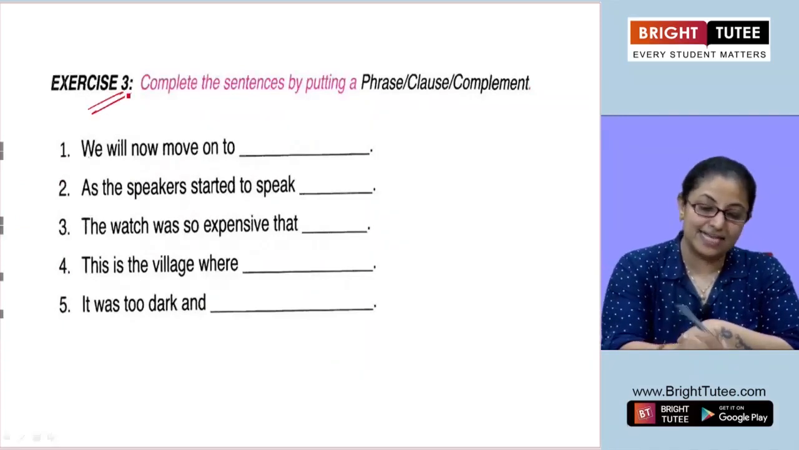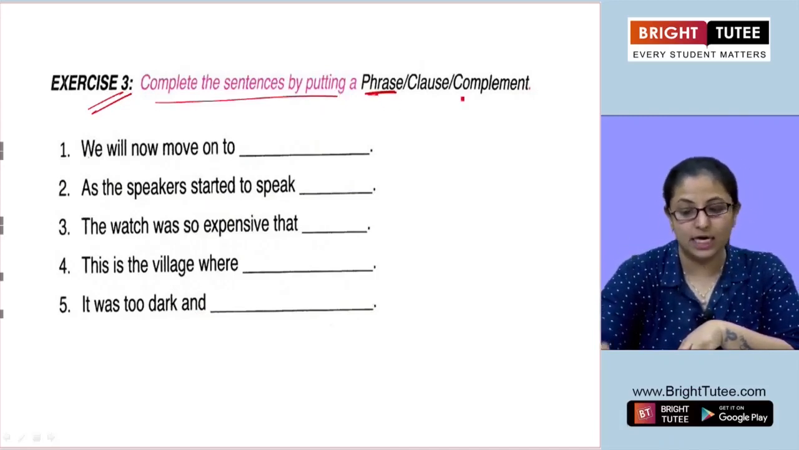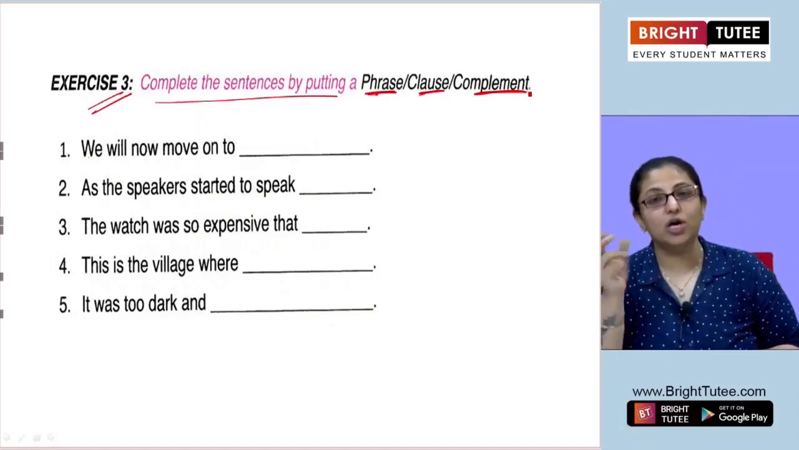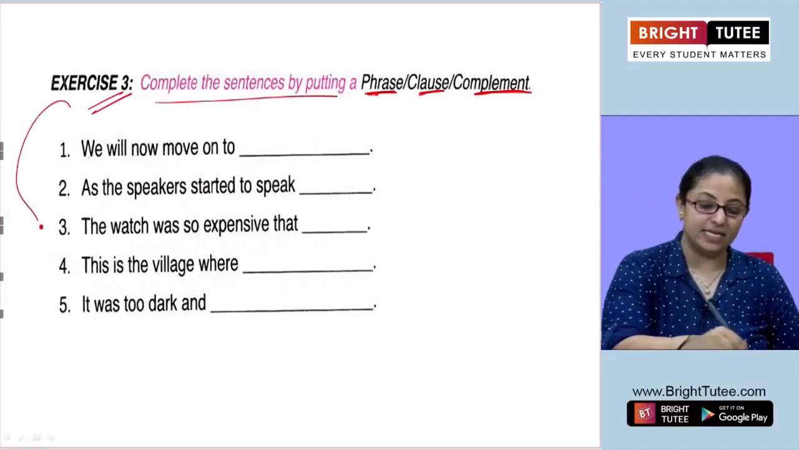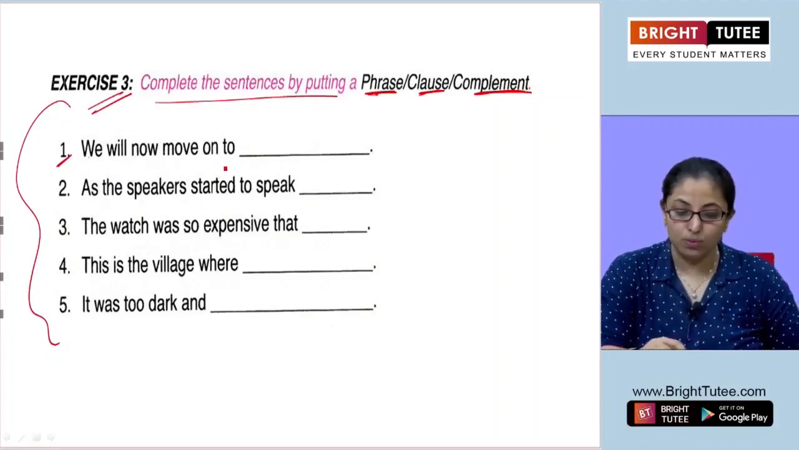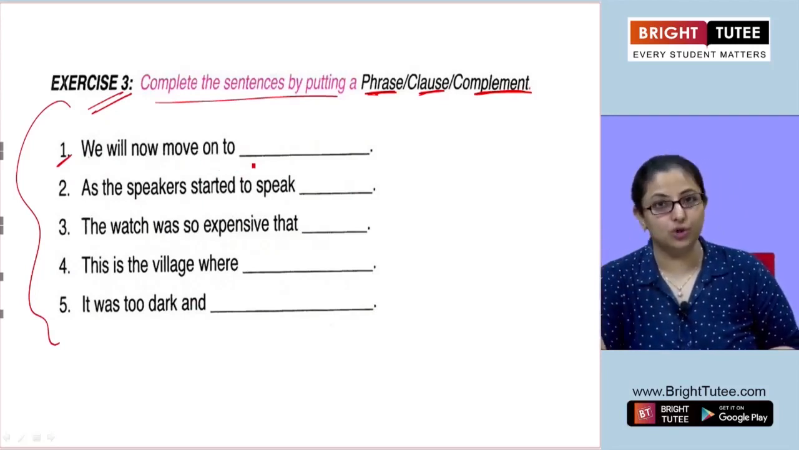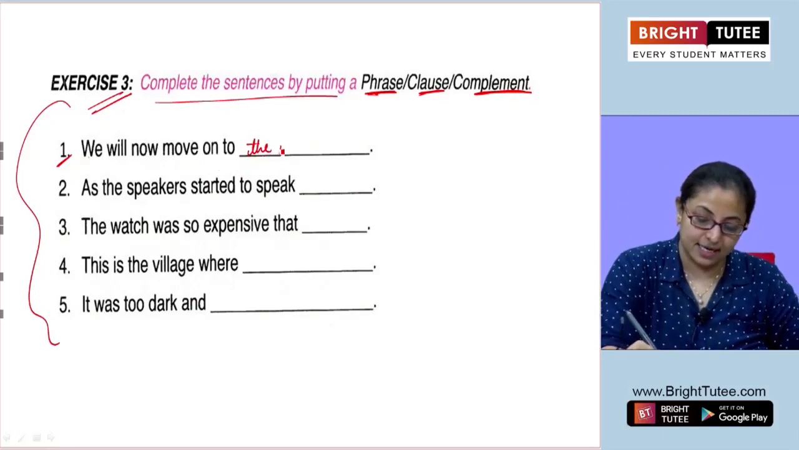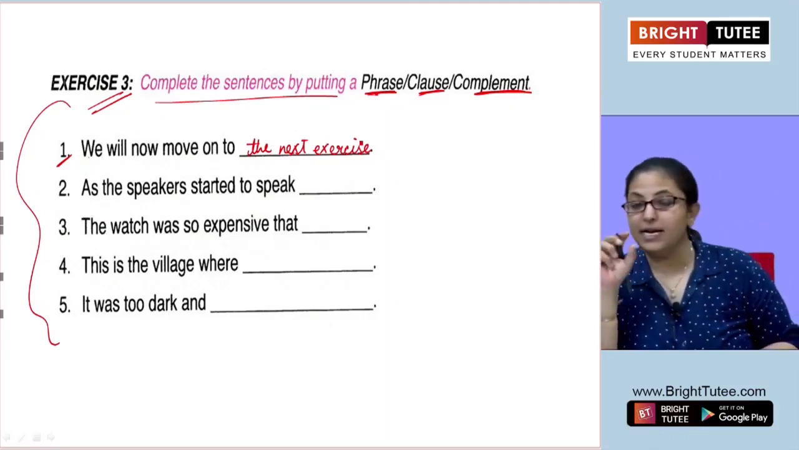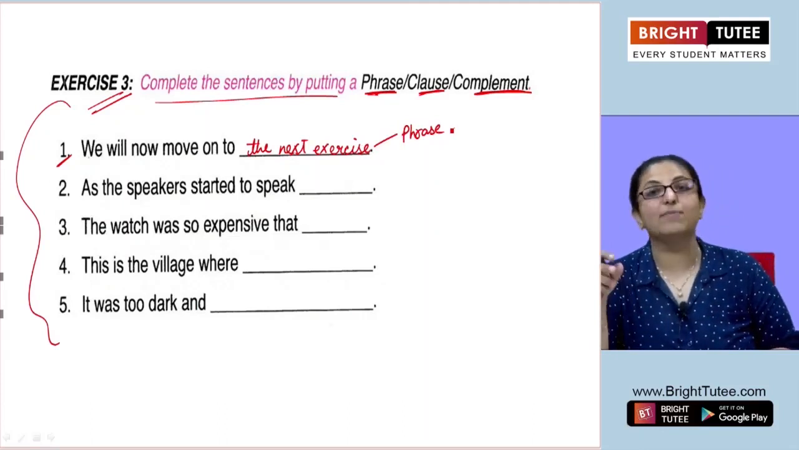Now, coming to exercise number 3. Complete the sentences by putting a phrase, clause or complement. We have to put either a phrase or a clause or a complement to complete these sentences. Let's do it. The first one is, we will now move on to. What can we put here? We will now move on to the next exercise. The next exercise is a phrase. So we have completed the sentence by putting a phrase.